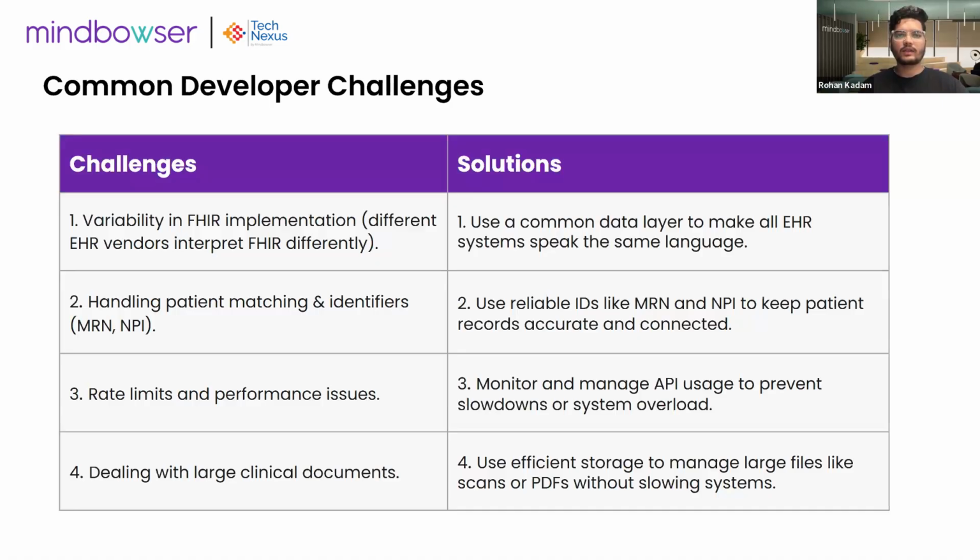Next challenge that is very common when it comes to working with EHR is rate limits and performance issues. Most of the time, EHR vendor APIs cap how many requests can be sent, which can cause slow performance and or block the access completely.